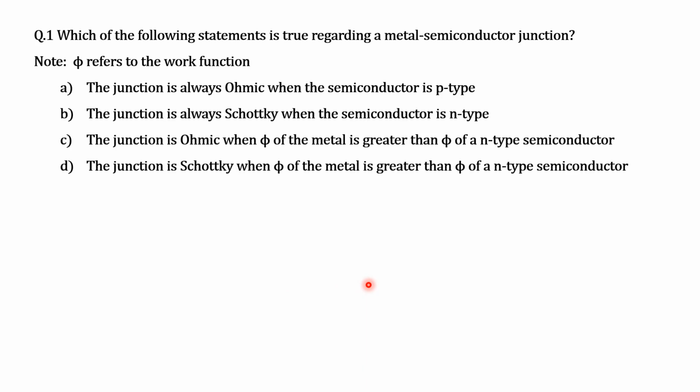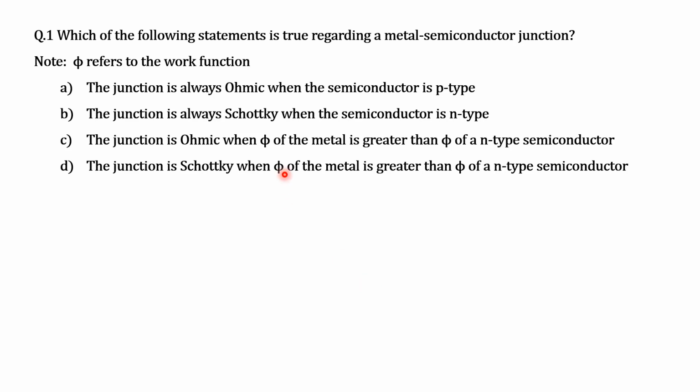So the first question is, which of the following statements is true regarding a metal semiconductor junction? Here, phi refers to the work function. The first option is the junction is always ohmic when the semiconductor is p-type. The junction is always Schottky when the semiconductor is n-type. The junction is ohmic when phi of the metal is greater than phi of the n-type semiconductor. And the junction is Schottky when phi of the metal is greater than that of an n-type semiconductor. These questions that we are discussing today will be from week 4.